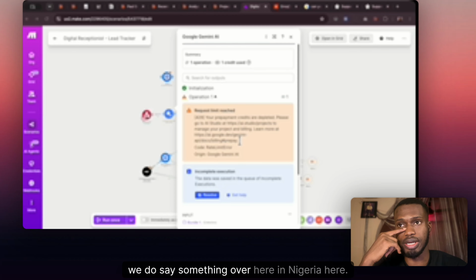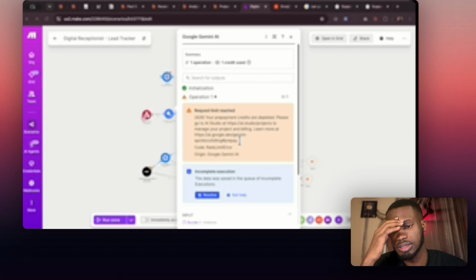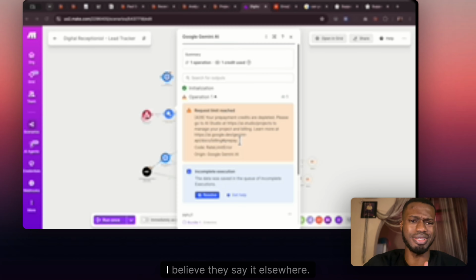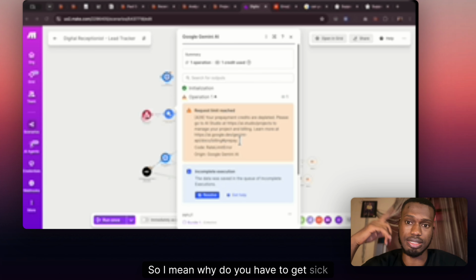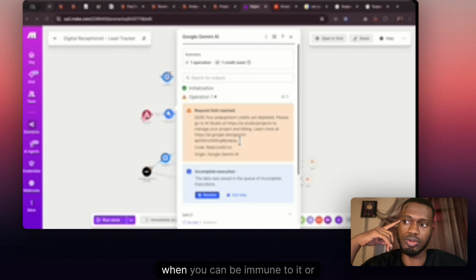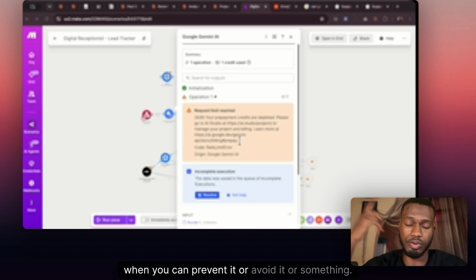We do say something here in Nigeria, I don't know if they say it elsewhere, I believe they say it elsewhere: prevention is better than cure, right? So why do you have to get sick first when you can be immune to it, or when you can prevent it or avoid it?